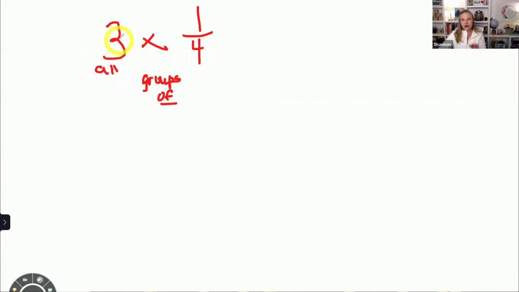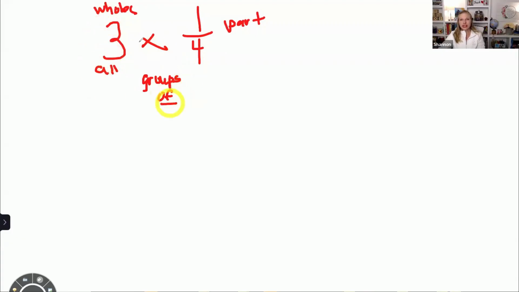Okay, so I'm taking 3 groups. I'm taking all of 1/4 and I'm taking it 3 times. I'm taking 3 groups of 1/4. I'm taking 3 wholes, right, like this, all of part. So now I'm using the words wholes and parts. So I'm taking all or a whole of 1/4. In fact, I'm not even just taking it 1 time, all of it 1 time. I am taking it 3 times.